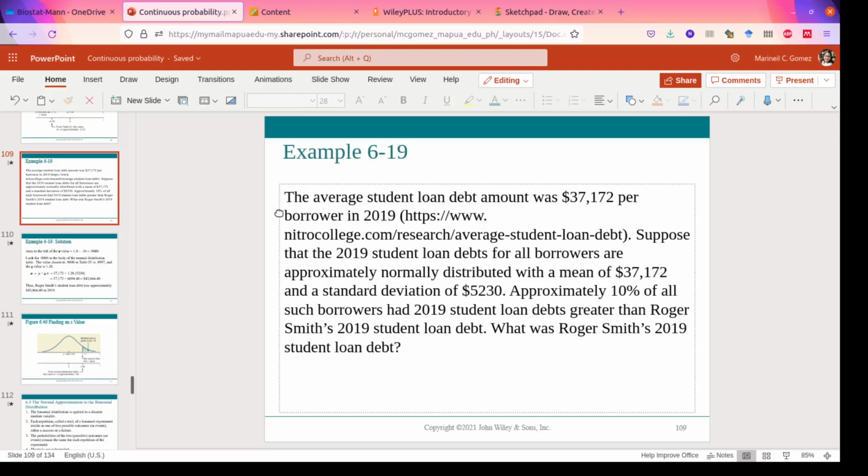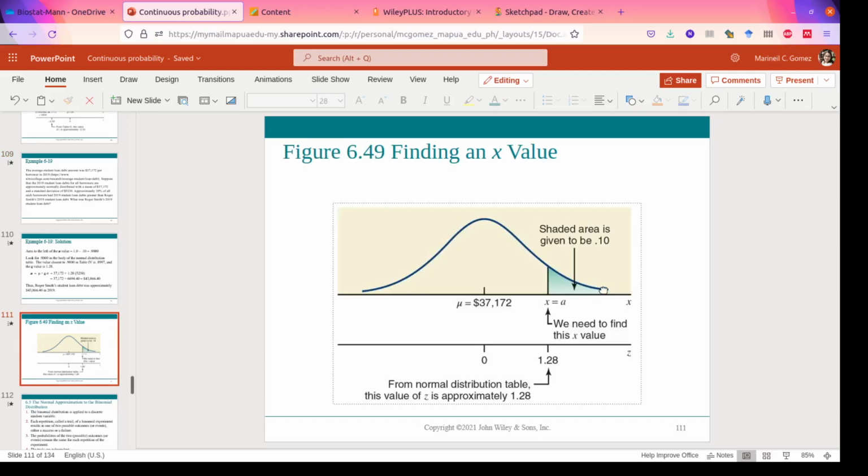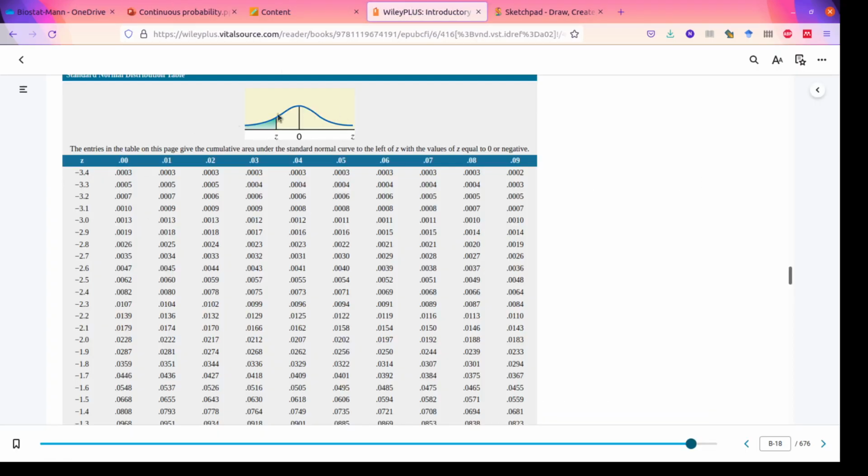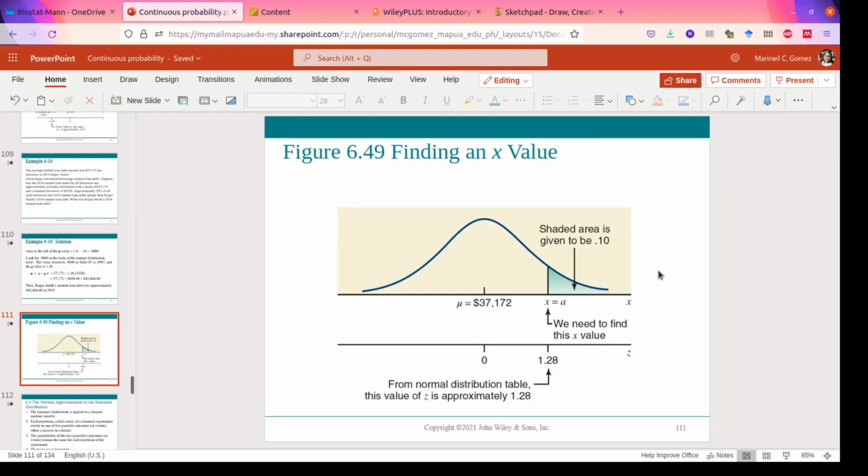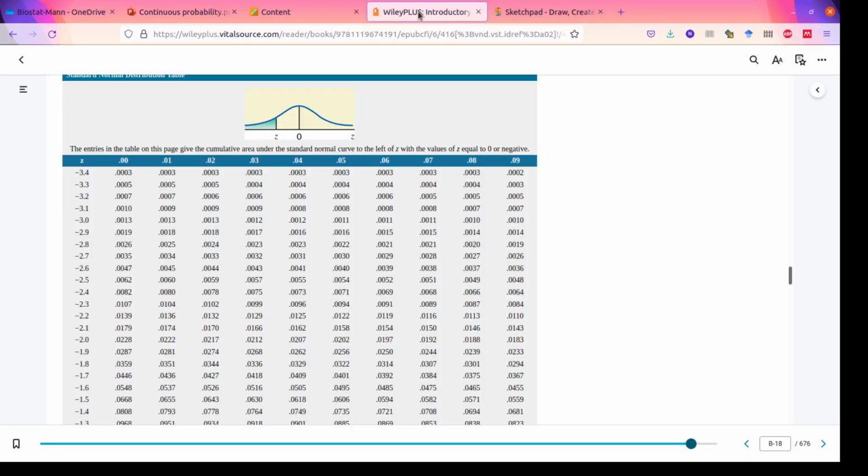If it's greater, we are looking at the area to the right. The 10% is 0.10, so the area to the right of the curve is 0.10. We need to find the actual value of Roger's student debt. Since our table gives us the values to the left, we just get 1 minus 0.10, so the area to the left is 0.9. So what is the z value for 0.9?